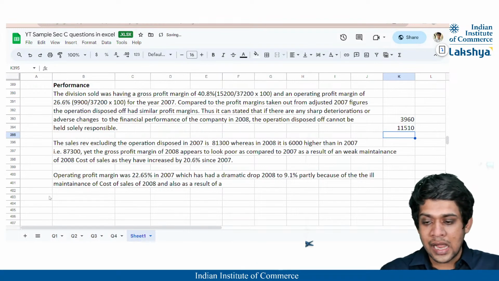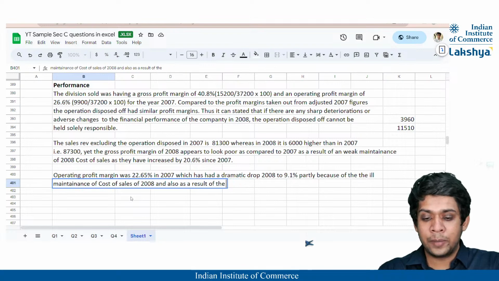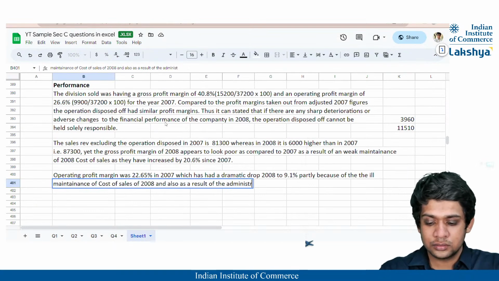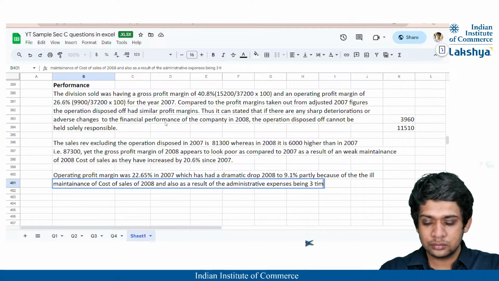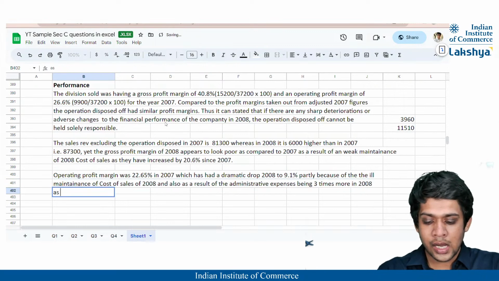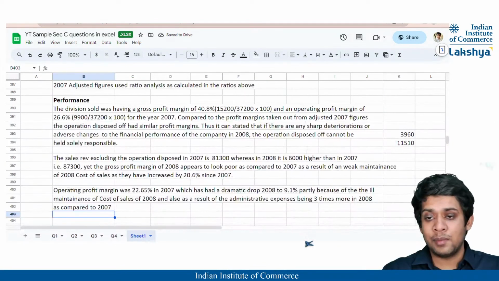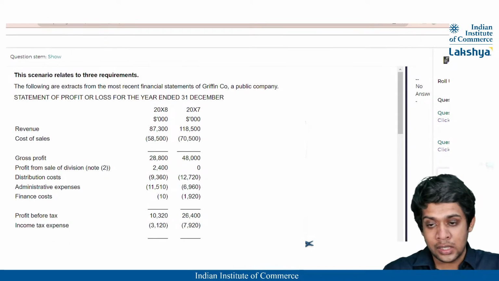11,510 as a result of the operating profit, or sorry, not the operating profit. What is this? The administrative expenses, right? As a result of the administrative expenses being 3 times more in 2008 as compared to 2007. So you can mention like this certain points regarding performance, correct? So there could be many other points. I'm not teaching you each and every point here, guys, right?